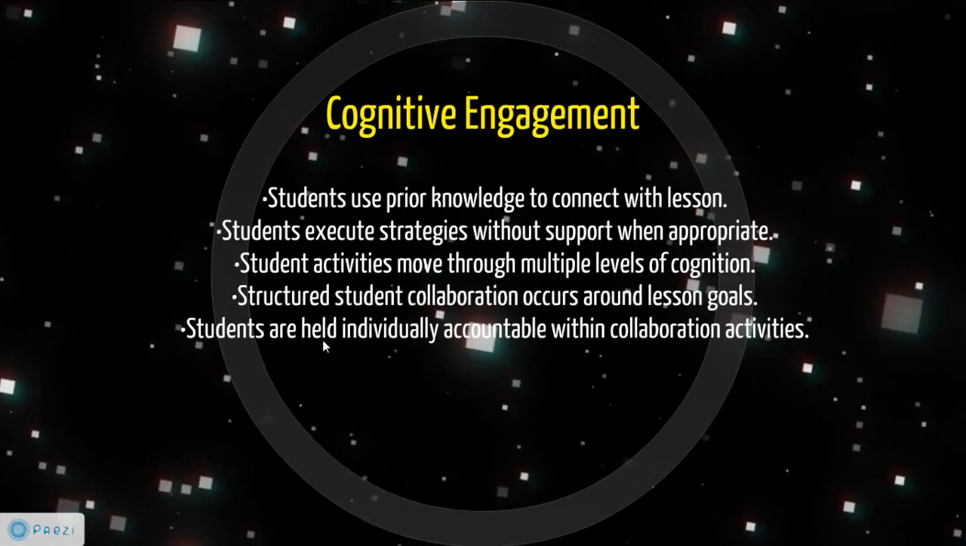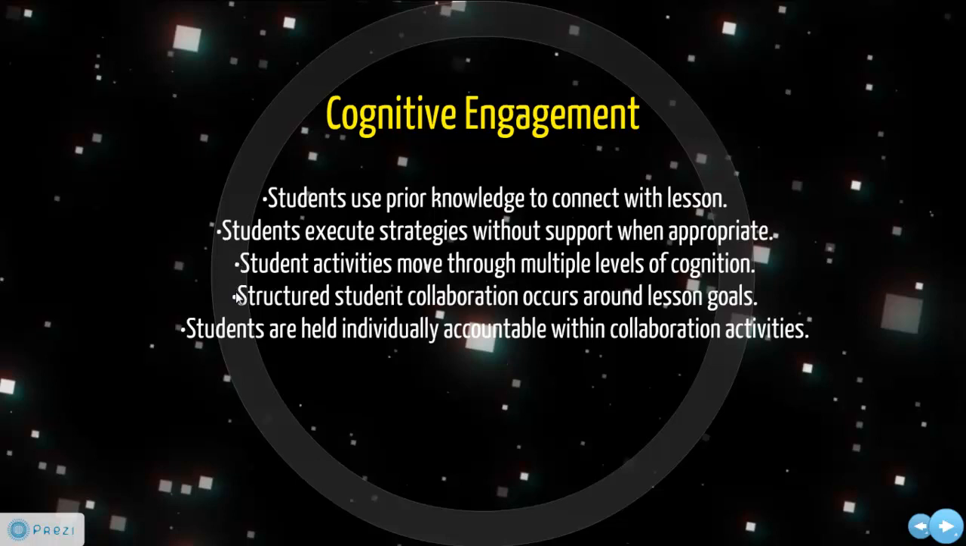The next area that we'll look at is cognitive engagement. First on the list of observable behaviors, are students using prior knowledge to connect with the lesson? Second, can students execute strategies without support when appropriate? Third, are student activities moving through multiple levels of cognition? For example, are students applying the material? Or are they answering knowledge-based questions? Are they working on activities which relate to comprehension or evaluation?